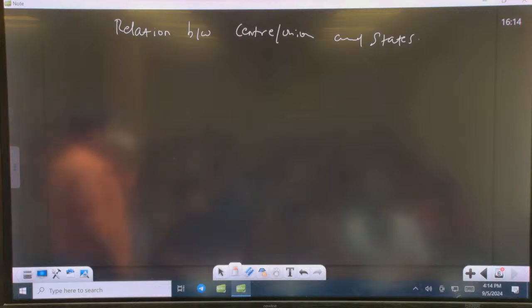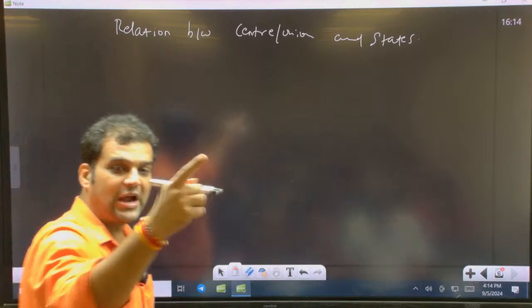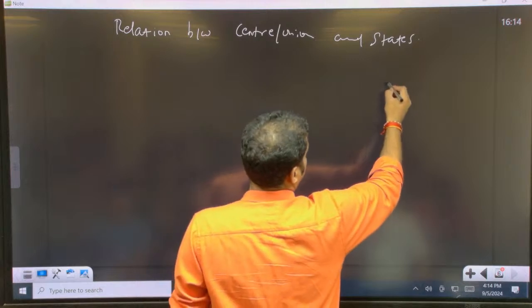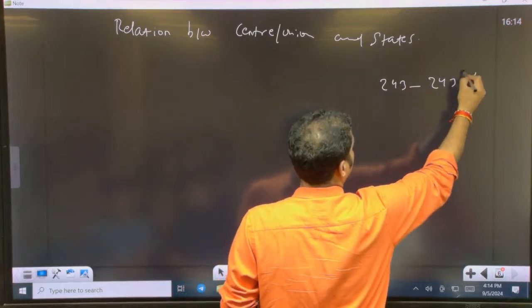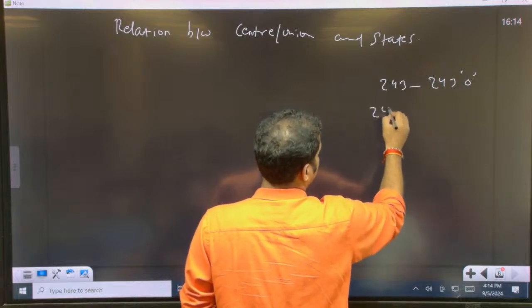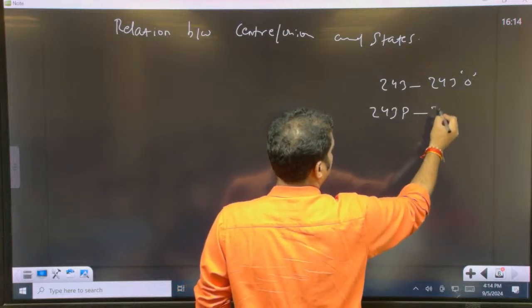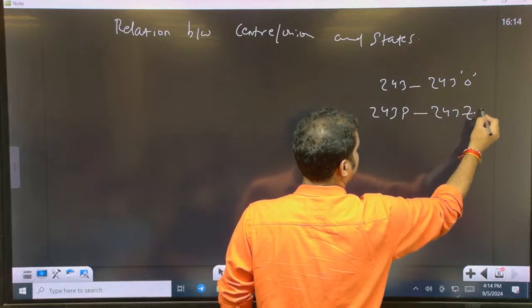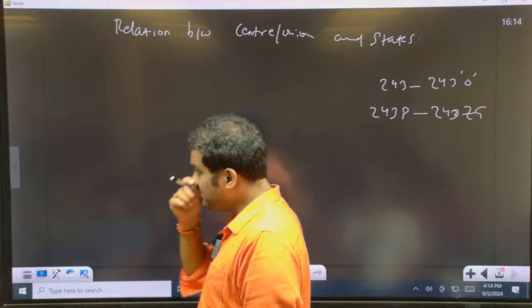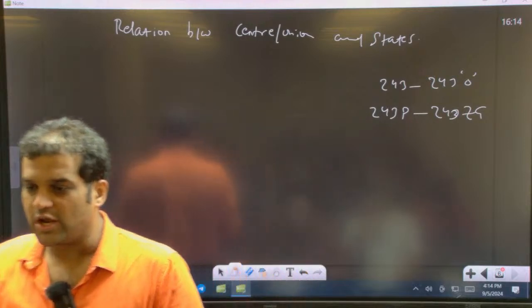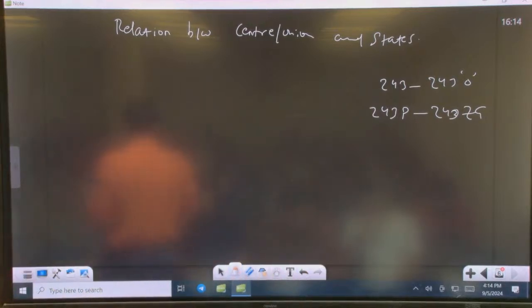Just go back to part 9 and write the articles under Panchayat. The articles under Panchayat are 243 to 243O. And municipalities, it is 243P to 243ZG. Just write down the articles. In Panchayat, it is 243 to 243O. Municipalities, it is 243P to 243ZG.